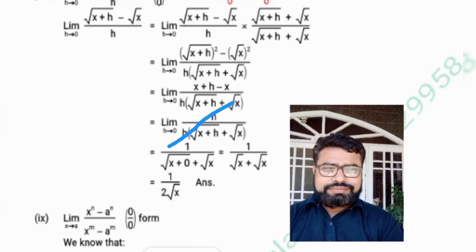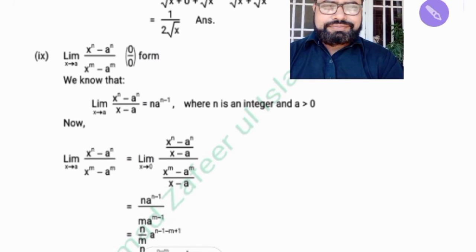Now we can put the value of h. As we have square root x plus h, and the value of h is 0, so we will write square root x plus 0, and there is plus square root x, so we will write plus square root x. x plus 0 is x, and we will write square root x plus square root x. Square root x plus square root x is 2 times square root x, and 1 divided by 2 square root x is the answer of this question.